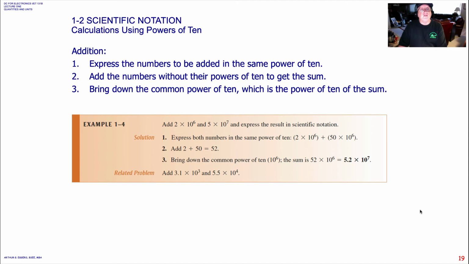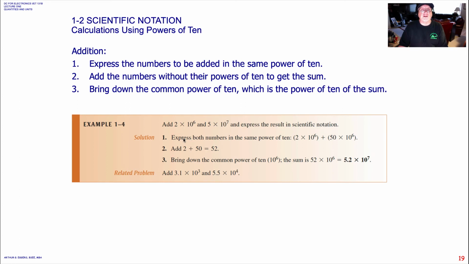Okay, another example here. In addition, we're going to express the numbers to be added in the same power of 10, adding the numbers without powers of 10 to get their sum, and then bring down the common power of 10, which is a power of 10 of the sum. So if we're going to add together 2 times 10 to the 6th and 5 times 10 to the 7th together, we need to express the result in scientific notation.